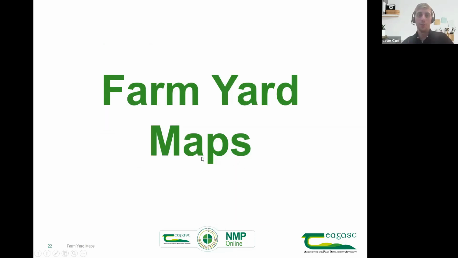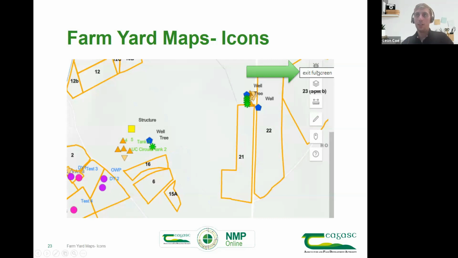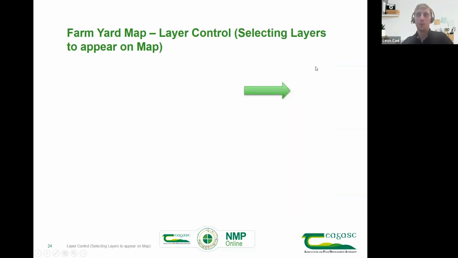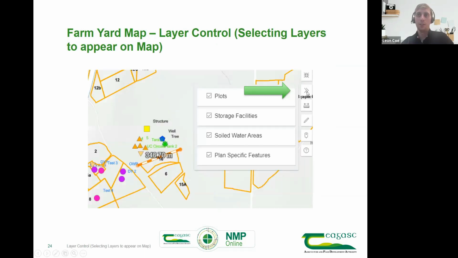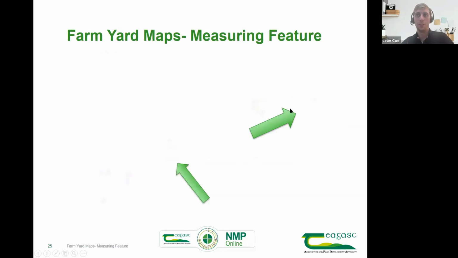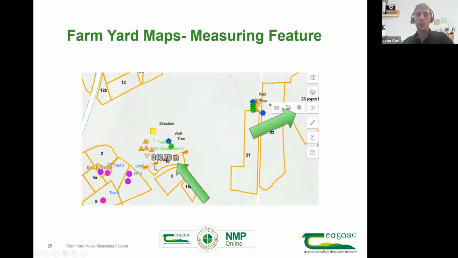Just to go through the Farmyard maps then, again, the buttons are all tucked away here on the right hand side. You have the full screen button. You have the plots. If you want to edit your layers, if you want to hide some of the layers, your storage facilities, or if you want to hide away your soil water areas, or the plant specific features. Again, we have a measuring tool.